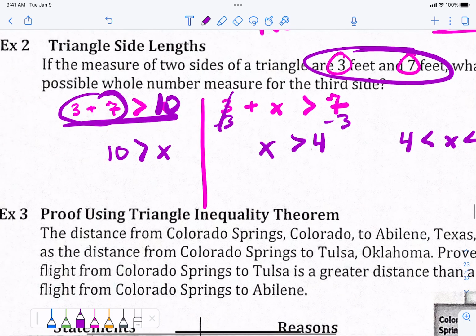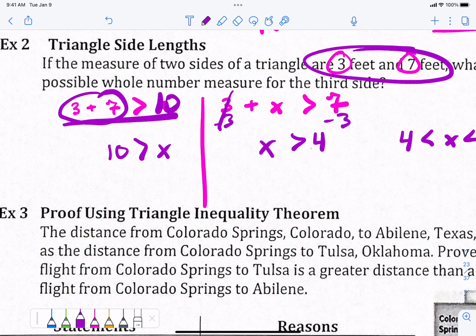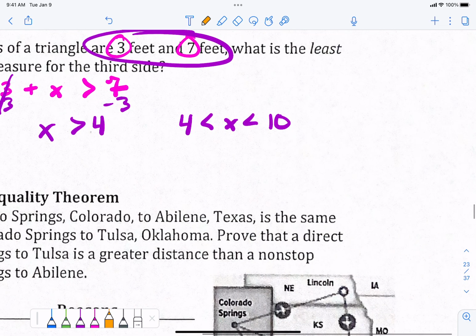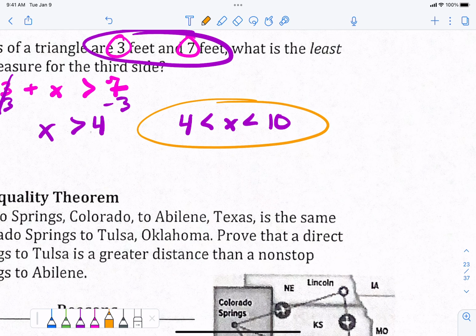It can't be bigger than 10 because if this number is bigger than 10 right here, let's say it is 11, right? 3 plus 7 isn't going to be bigger than 11, right? So 4 and 10 is the range of what I have here. Does that make sense? Okay? Questions about that? No. Was that okay? Yep.